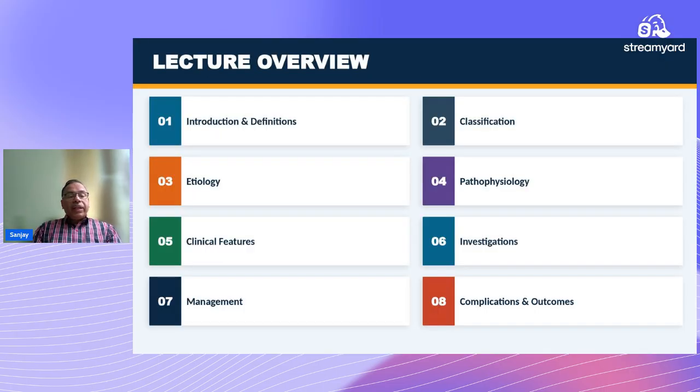We would be covering this very important topic under the following heads. First, we'll define what exactly is intestinal obstruction. We will also see the different ways in which we can classify intestinal obstruction. Etiology and pathophysiology are very important to understand the concept of managing a case of intestinal obstruction. We would also discuss in great detail the clinical features, the investigations and their rationale, and how to interpret them in a case of intestinal obstruction. And finally, a word about management, complications and long-term outcomes of a patient with intestinal obstruction.